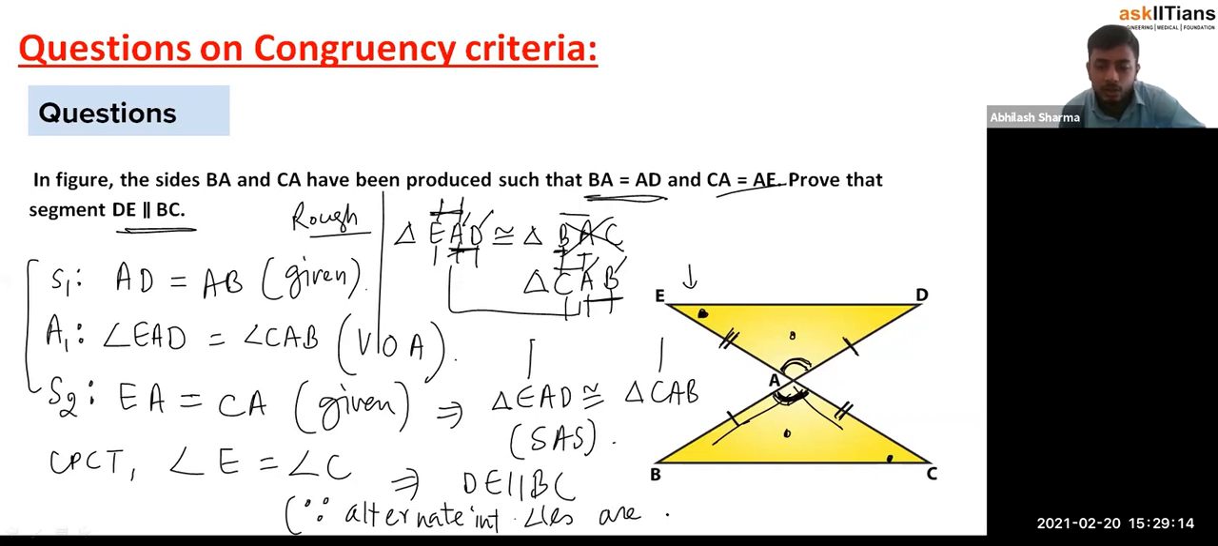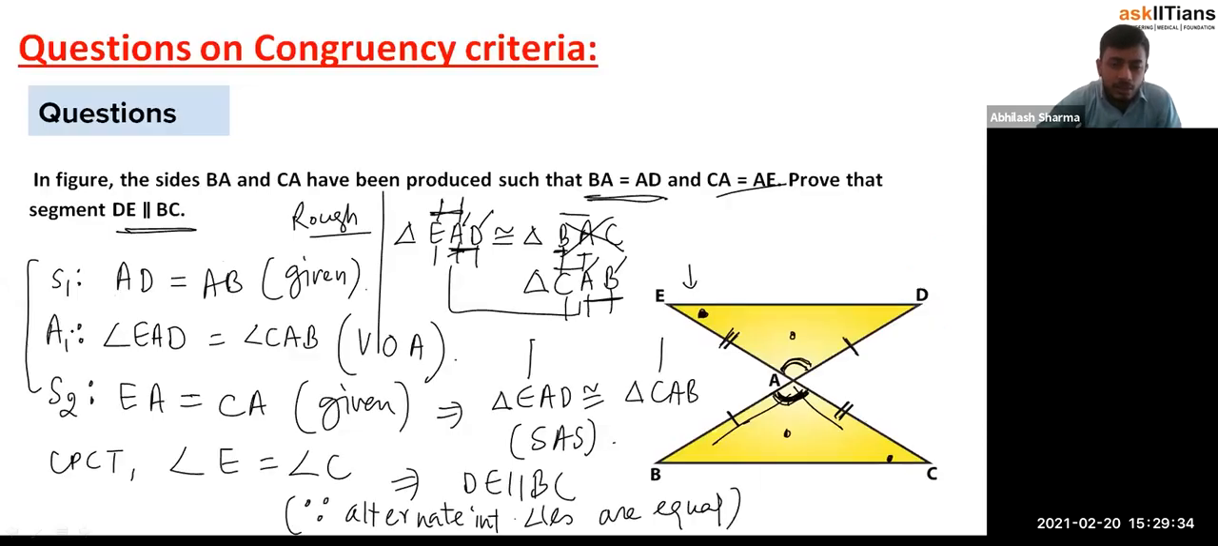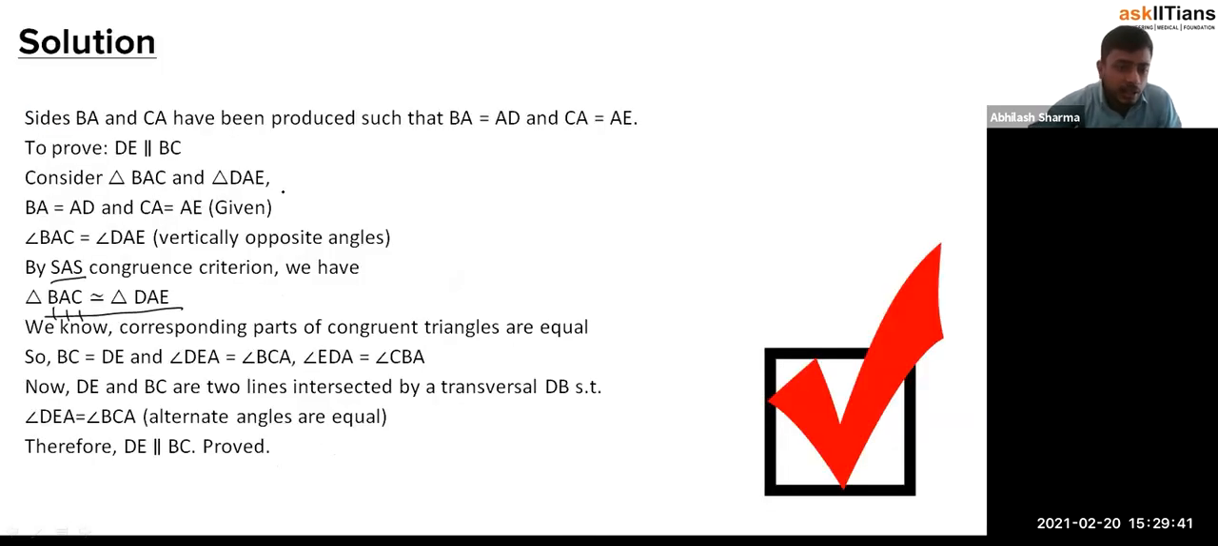Angles are equal, okay? Because they are equal, it will be parallel, hence the question has been solved. The same solution is given here, that using the SAS congruence criterion, they have proved these two triangles as congruent, which is absolutely correct. Because if they have named this triangle as BAC, then here we will get DAE, and here they have correctly written down DAE. So the order is correct here also.